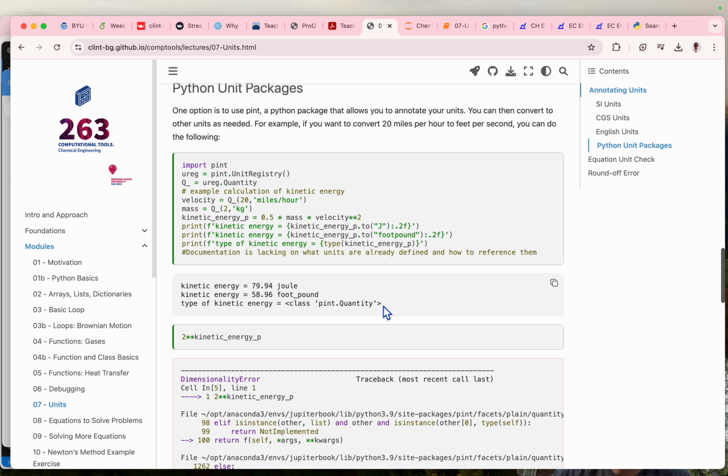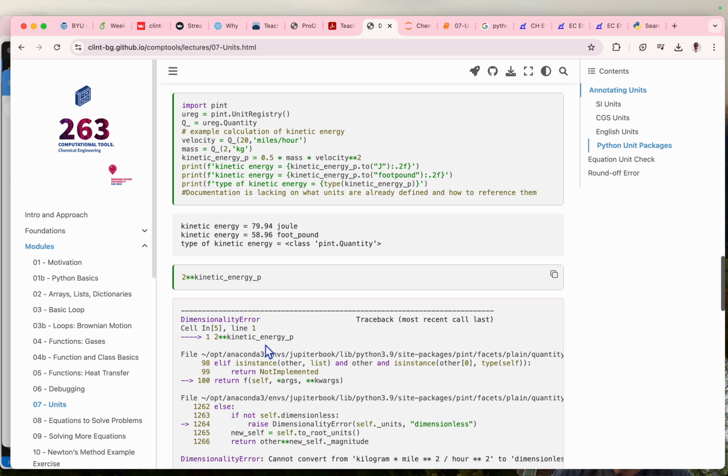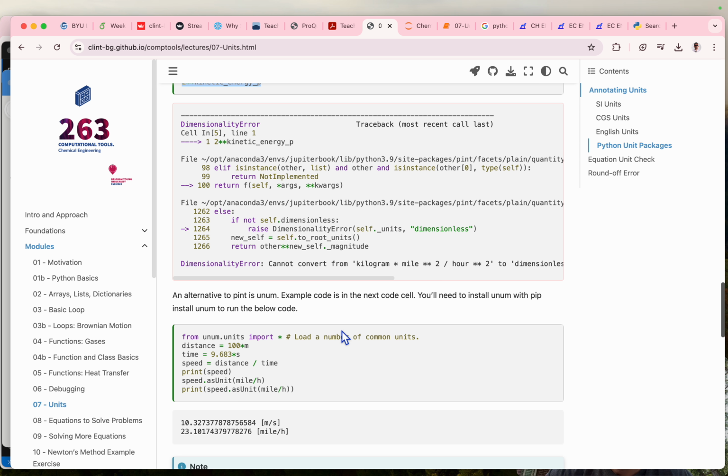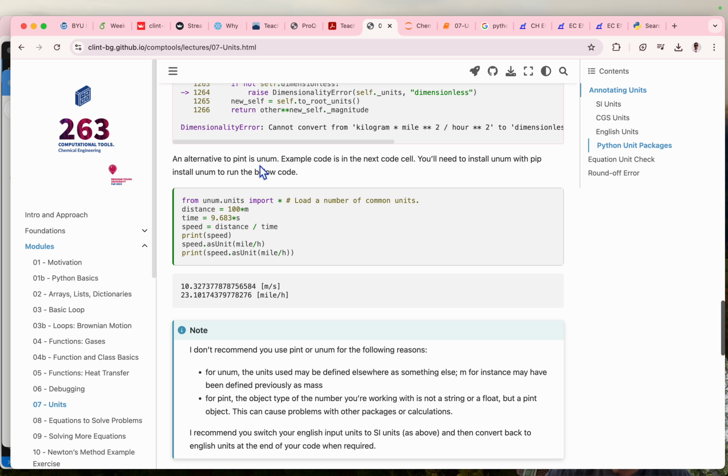So that's why I don't really like using pint. Sometimes you might want to raise that number, but it's actually an object now, to use it in different ways, and this will cause problems in some cases. The other package is unum, and here's how you might use that one after you pip install unum.